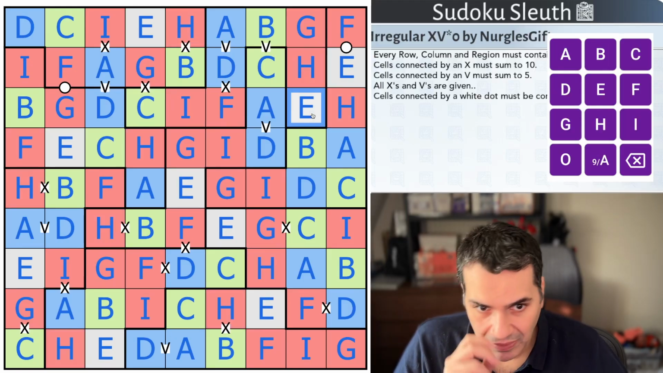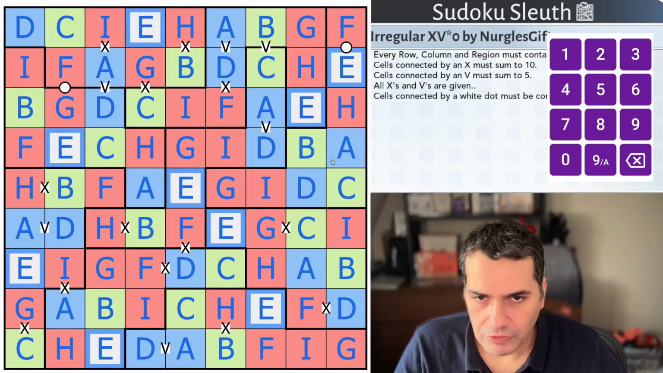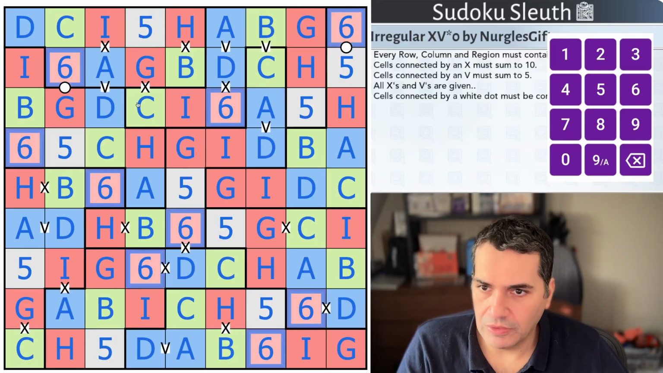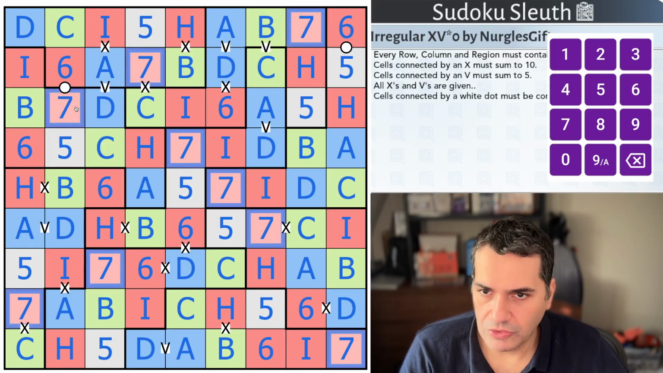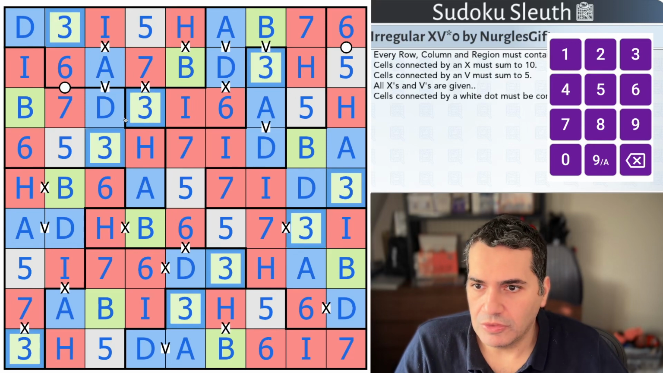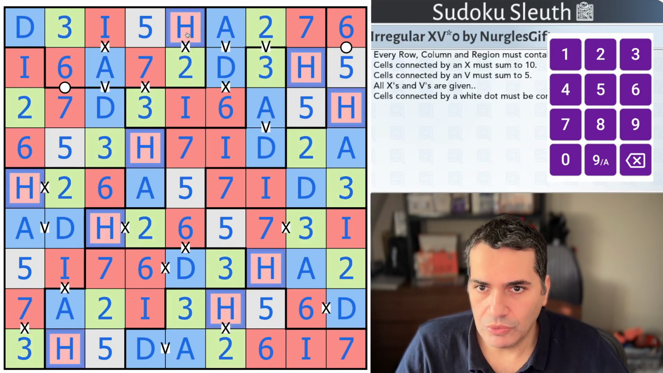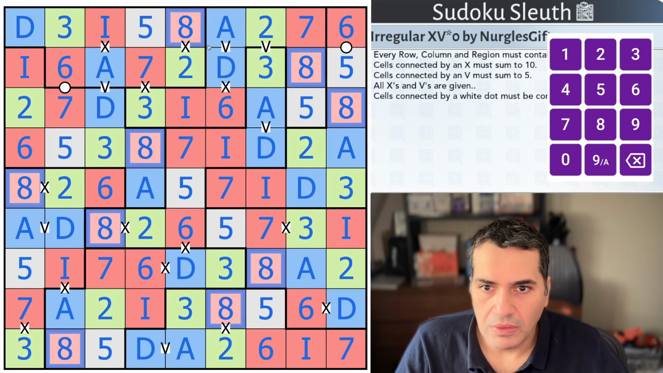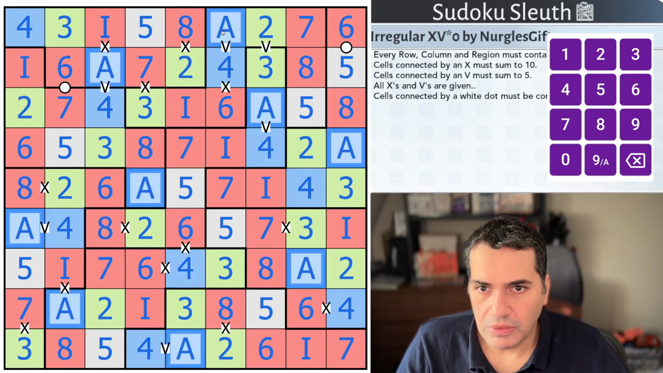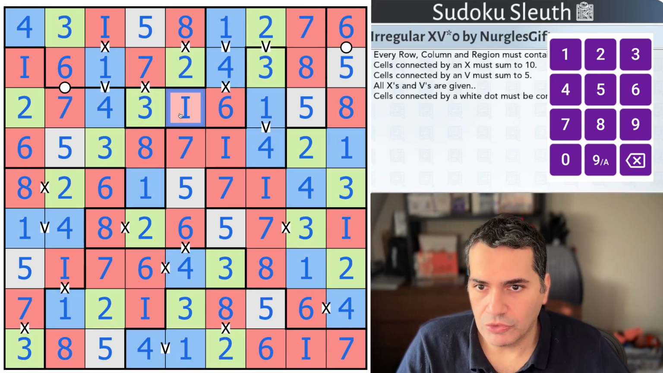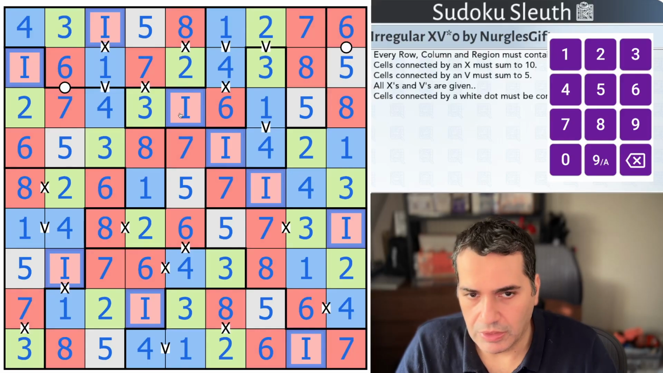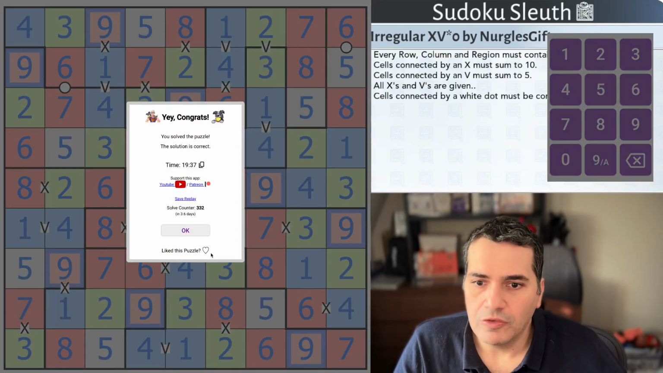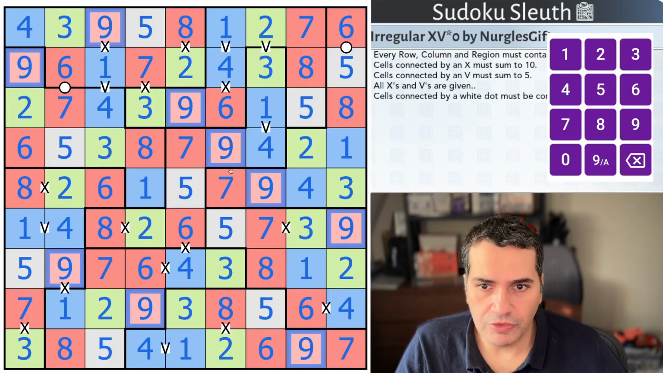Okay. Since it was the first digit, 5, 6, 7. That means C is 3, therefore B is 2, H is 8, D is 4, A is 1, and then of course going with the 1 is a 9 for the finish. Phenomenal puzzle as always, NurglesGift.